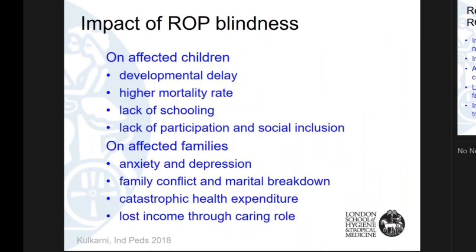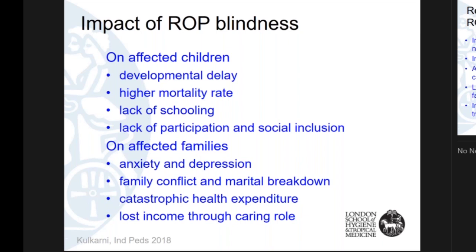Blindness of early onset from whatever cause can have an enormous impact on children. It can lead to developmental delay. They're more likely to die. Many of them don't have access to schooling, and they are excluded and lack friendship and lack participation.